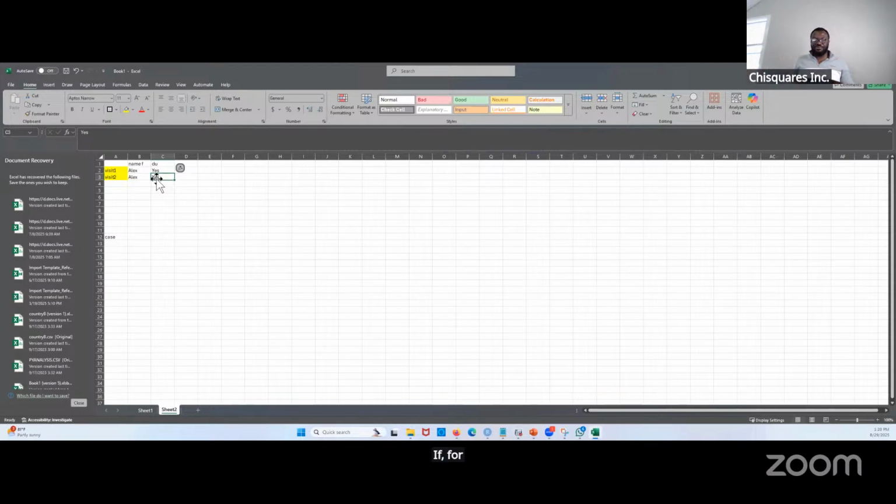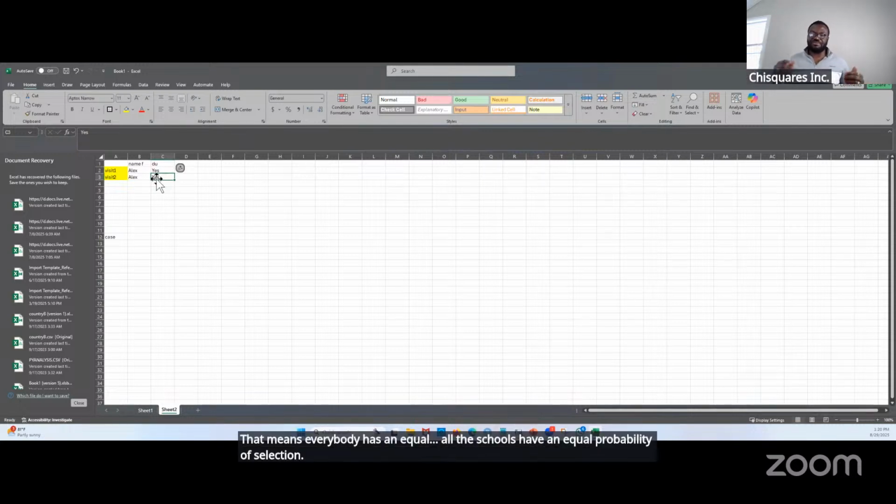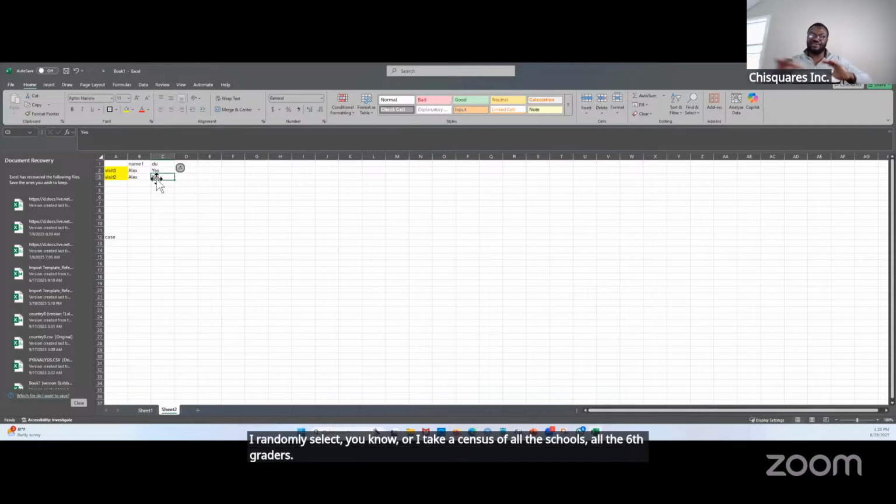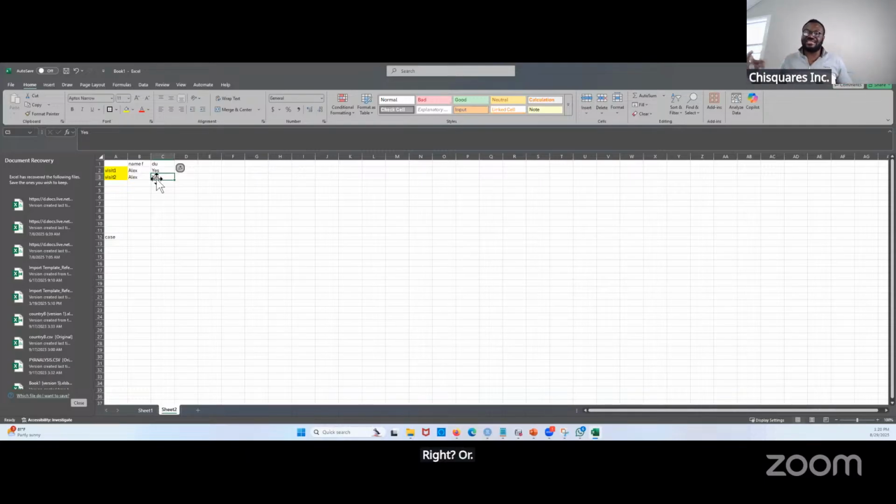If, for example, you say, all right, I select every sixth school, that means all the schools have an equal probability of selection because the probability is 1/6, right? And then in the second stage, I take a census of all the sixth graders, or I randomly select one class and sample everybody there. In that case, everybody also has an equal probability of selection, right?